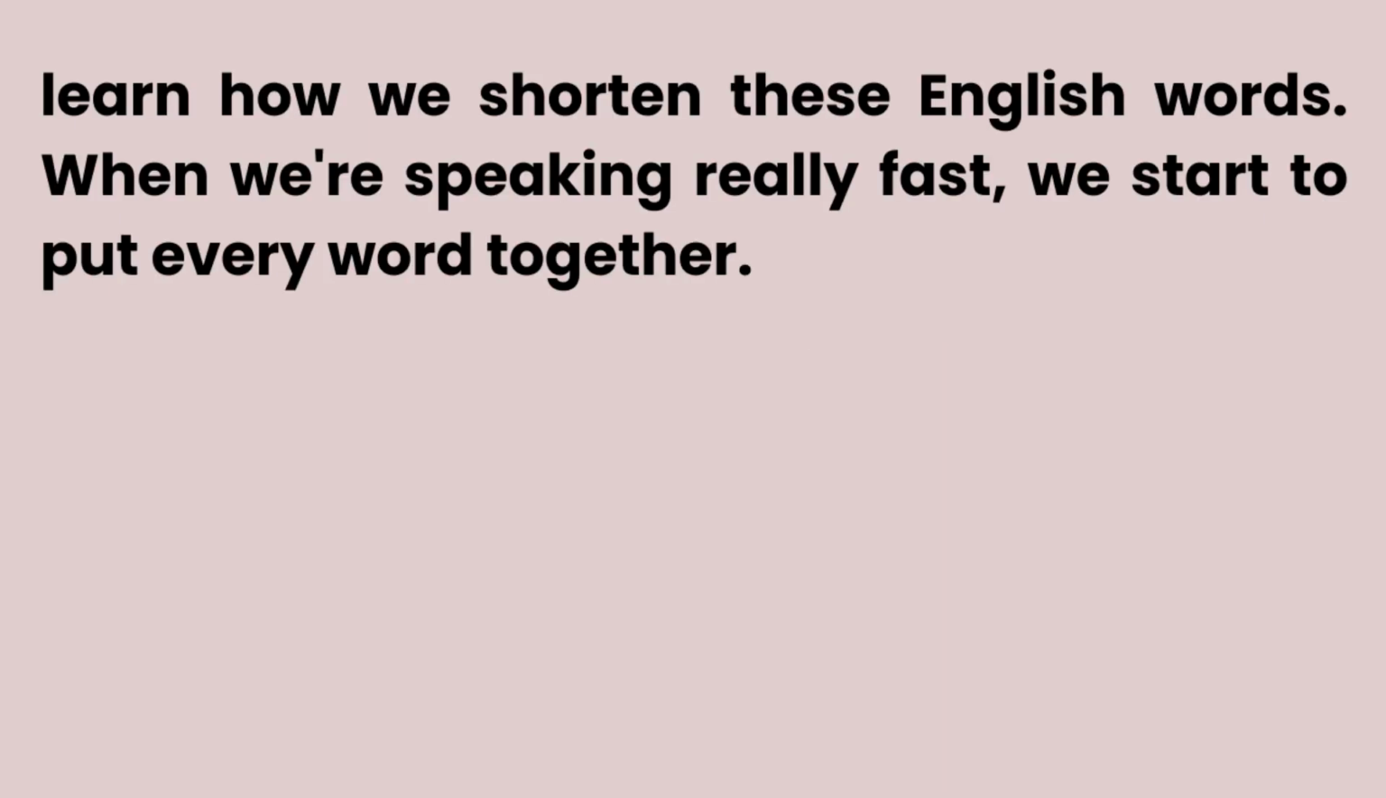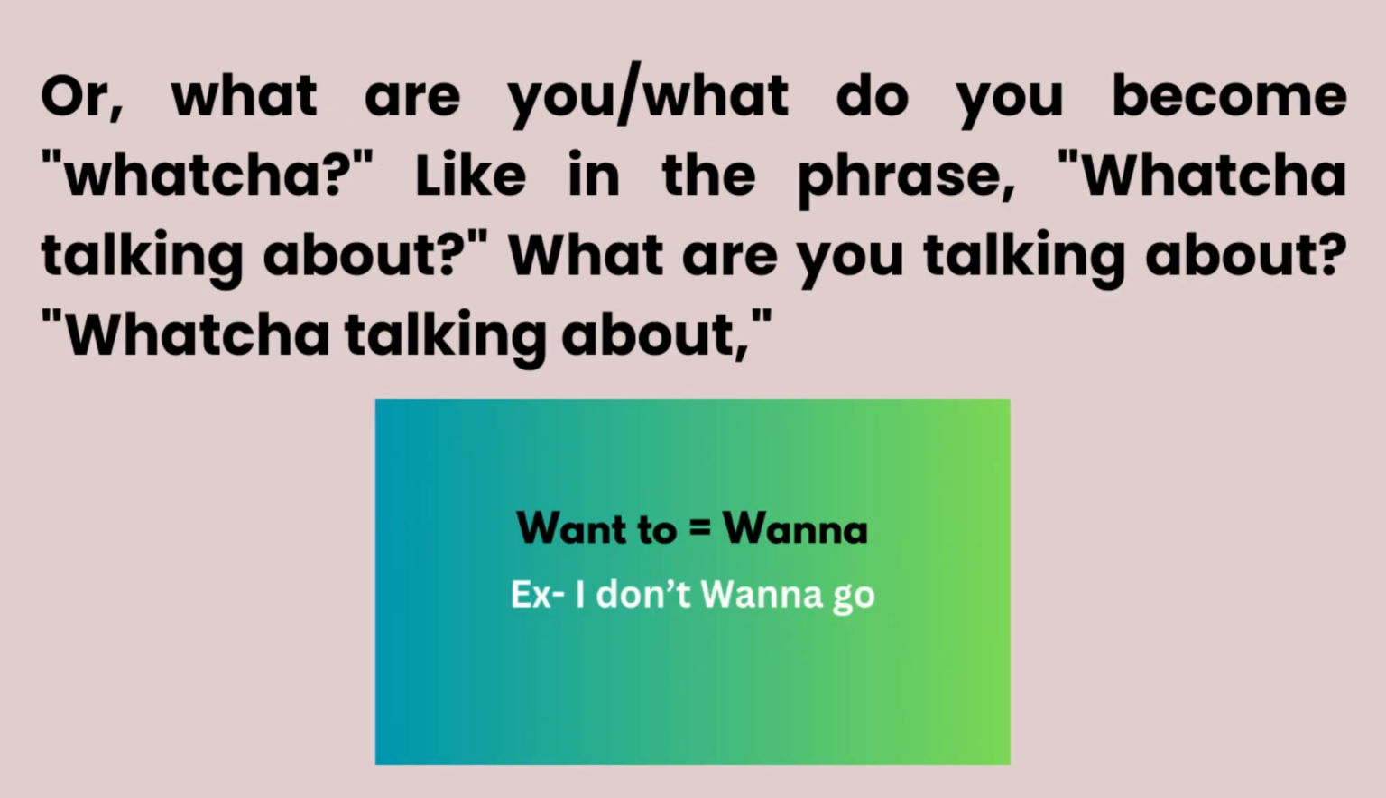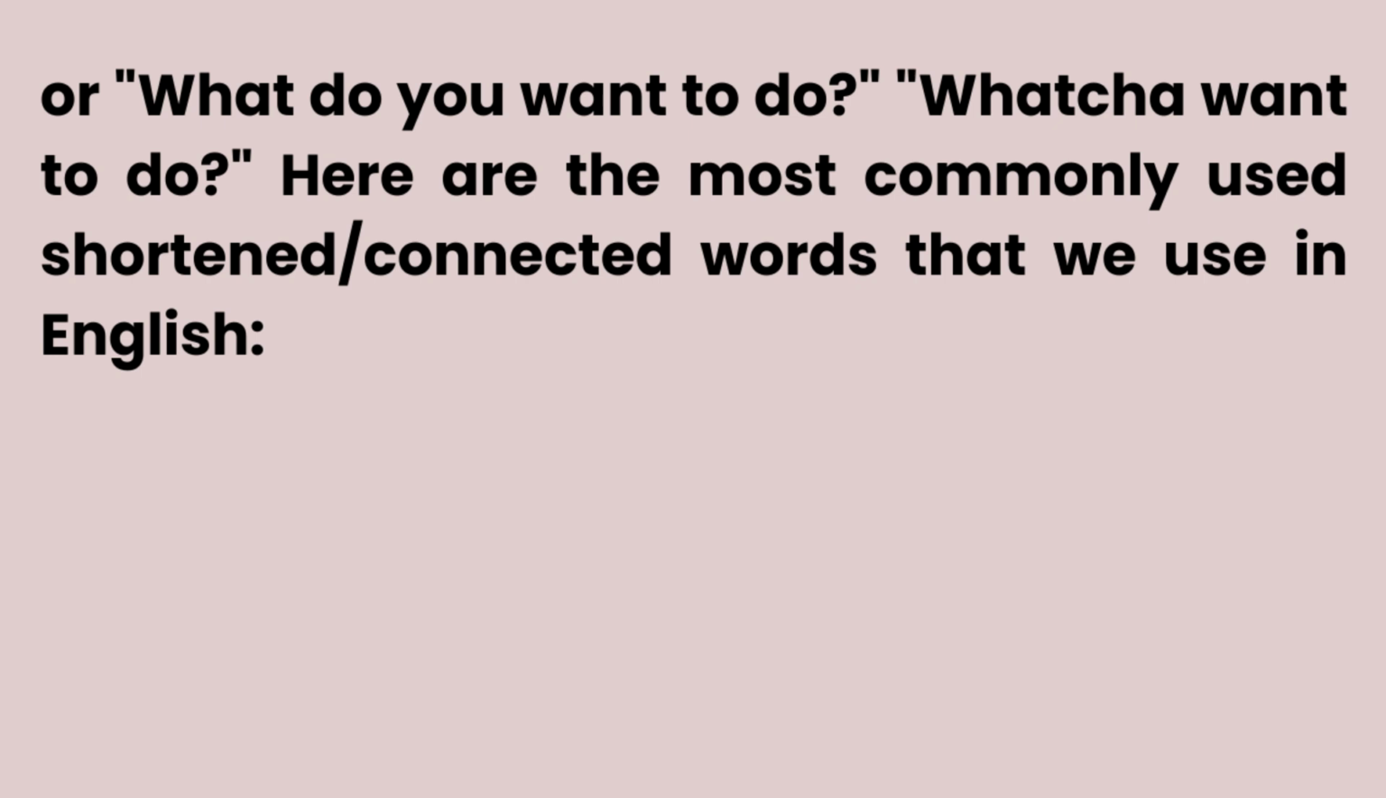Trick number 1, learn how we shorten these English words. When we're speaking really fast, we start to put every word together. You see what I mean? For example, we can't say strong T's like in, I don't know. We say, I dunno, or whatcha. What do you becomes whatcha, like in the phrase, whatcha talking about? What are you talking about? Or whatcha want to do? What do you want to do?